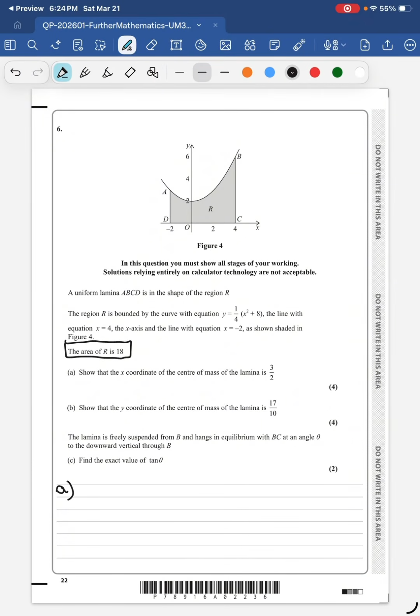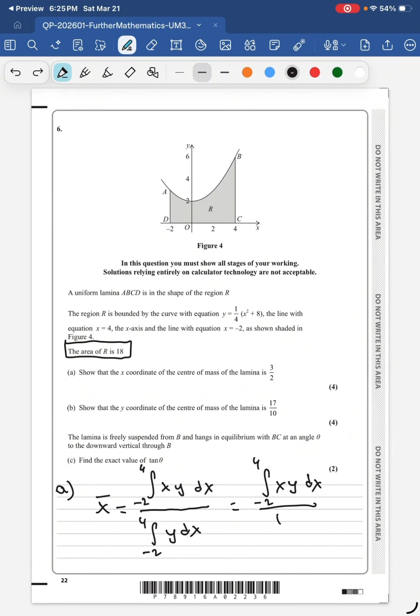A. Okay, the x-coordinate of the center of mass is equal to the integral from -2 to 4 of xy dx over the integral from -2 to 4 of y dx, which is the area, right? And they give us that. So we only have to find the integral from -2 to 4 of xy dx over 18. All right, so let's go calculate this beast.